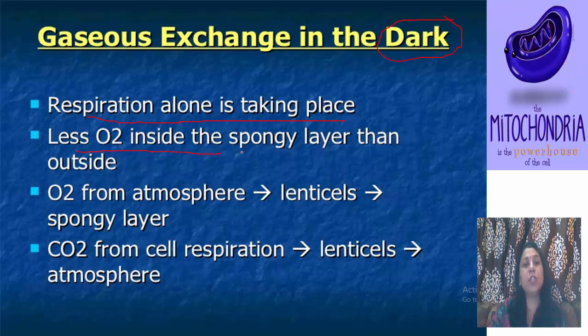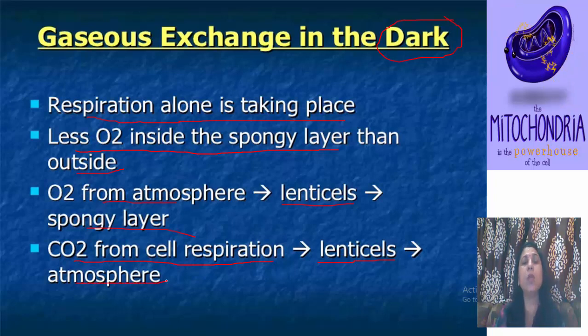So there is less oxygen inside the spongy layer than outside. Because no photosynthesis is there, oxygen is not produced, and the concentration of oxygen is less in the spongy layer. From outside, oxygen from the atmosphere enters through lenticels or stomata and reaches the spongy layer, and after respiration, what is produced? Carbon dioxide. The carbon dioxide from the cell respiration comes out into the atmosphere through lenticels or stomata.